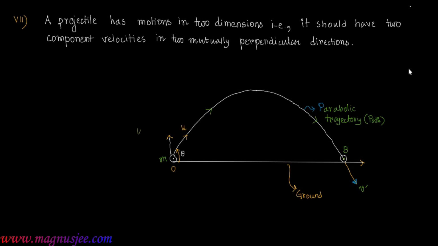Here UY is equal to U sin theta, which is the vertical component of the initial velocity U of the projectile. We can denote the horizontal component UX, which is equal to U cos theta. UY and UX are the two rectangular components which are mutually perpendicular to each other. U is the initial velocity with which it will be projected. In this case, UY is perpendicular to UX. The vertical component of initial velocity, that is UY, is perpendicular to the horizontal component UX.